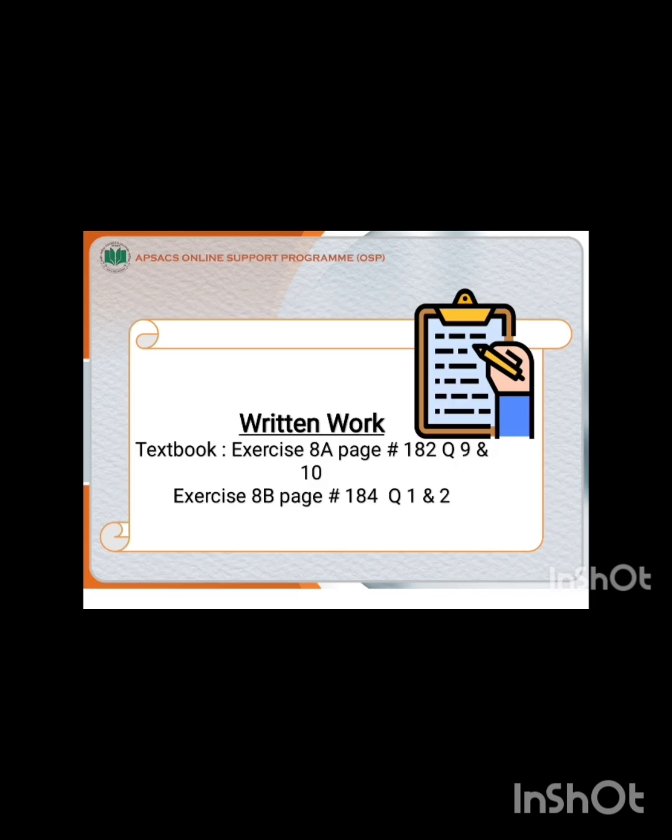Your written work is Exercise 8A, page 182, questions number 9 and 10. Exercise 8B, page 184, questions number 1 and 2. You have to do all the work in your textbook.